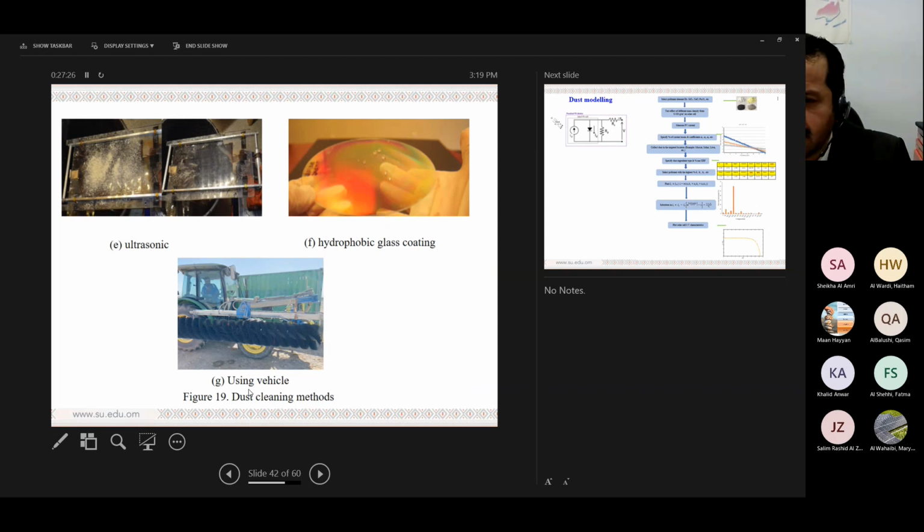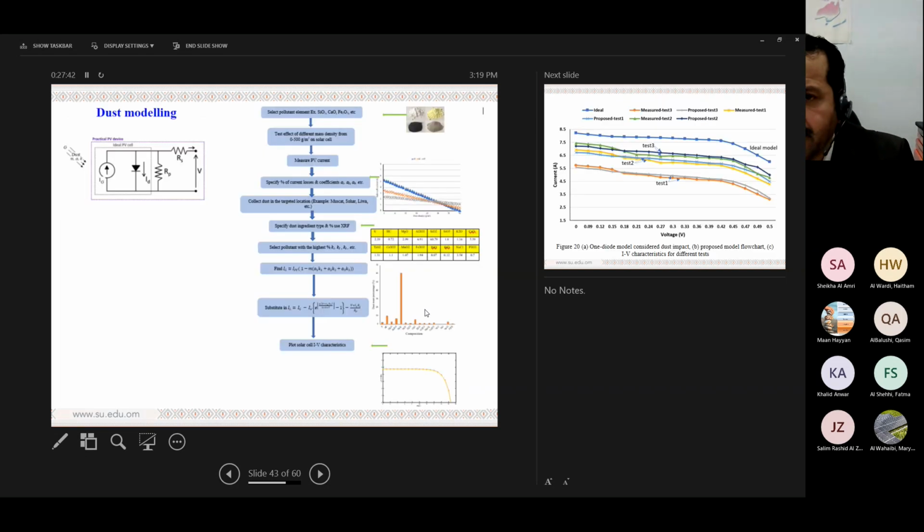And these are vehicles. Last week I was with my students on a trip to the Suhar plant, 25 megawatt, and I took this photo of the cleaning vehicle, similar to the one we use to clean our vehicles. Anyway, they use this one.